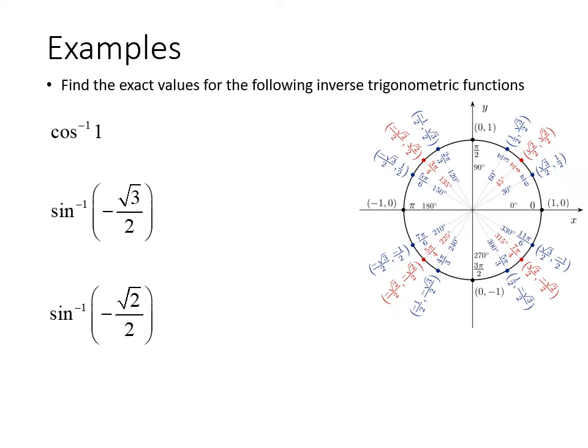So for our first example, we want to find the inverse cosine of 1. Well, from our previous slide, we know that cosine is defined from 0 all the way around to pi. So it's defined on the top half of the circle. So we want to look at those values on the top half of the circle, and find the one where our cosine value, or our x value, is equal to 1. And that occurs right here at the angle 0. So the inverse cosine of 1 is going to be equal to 0.